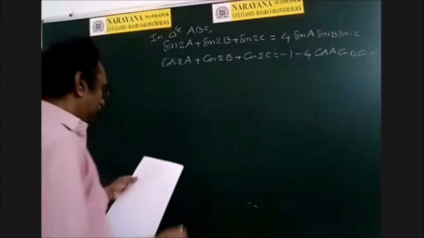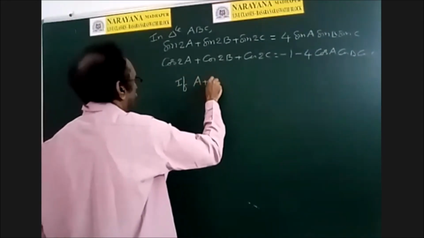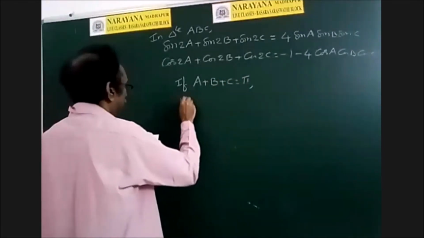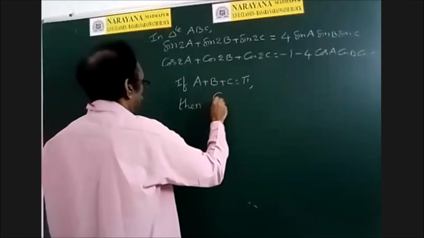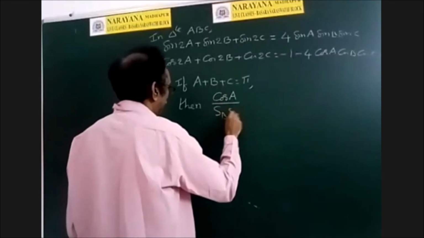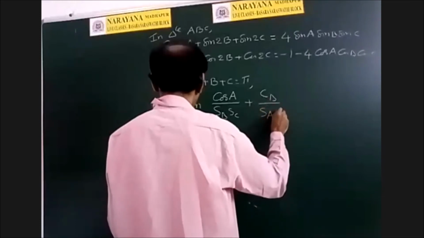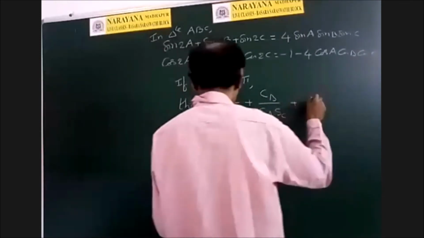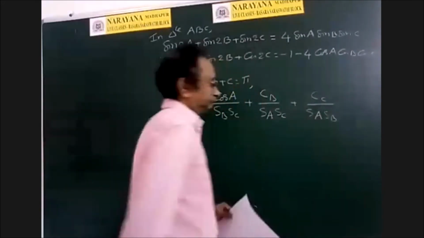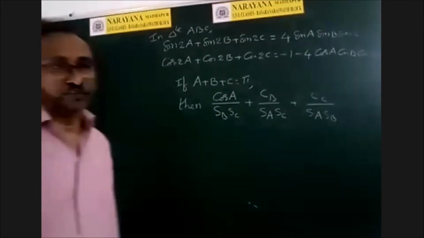See, if A plus B plus C is equal to pi, then cos A by sin B sin C plus cos B by sin A sin C plus cos C by sin A sin B. Now what is the answer? Do that one. I'll give you 1 minute time.